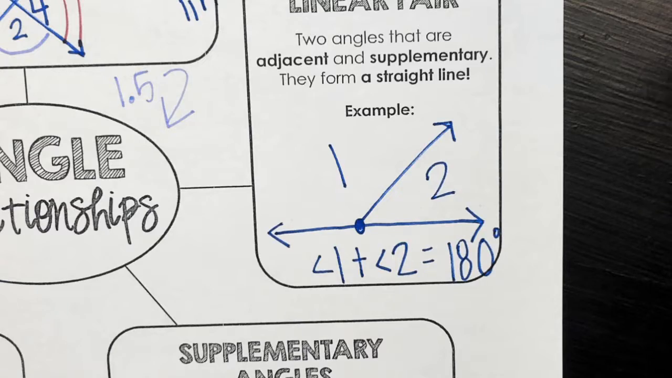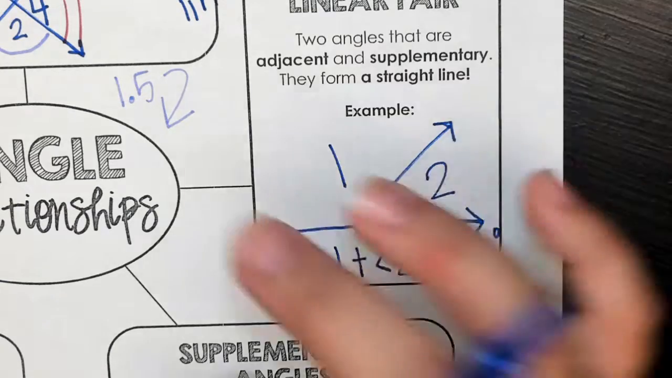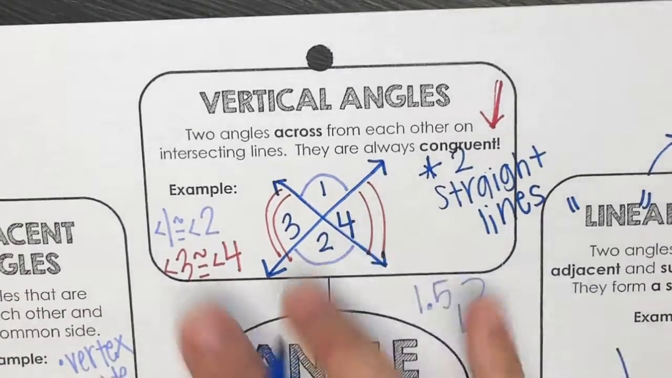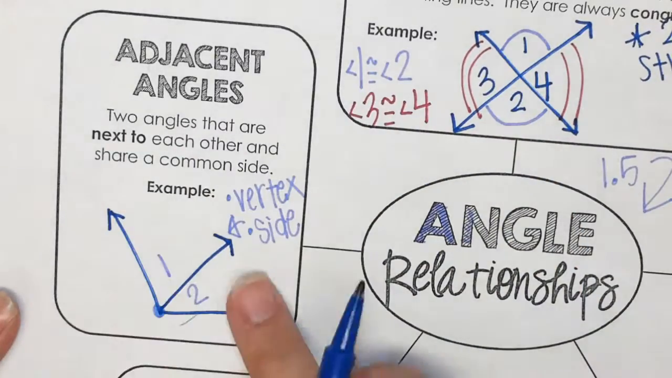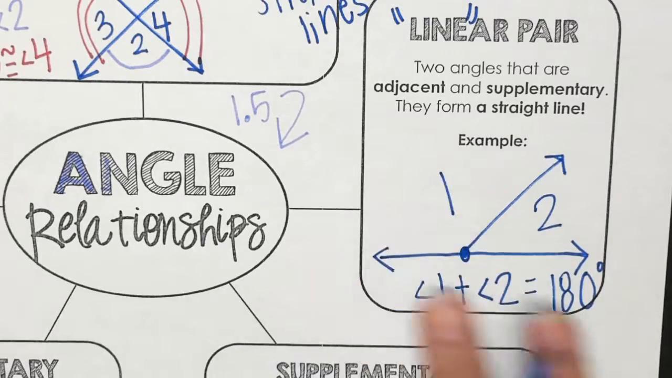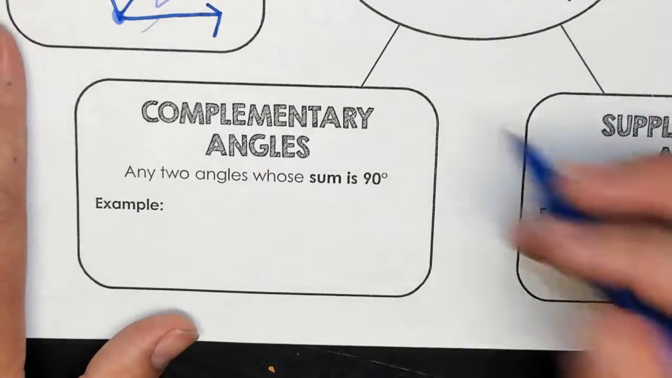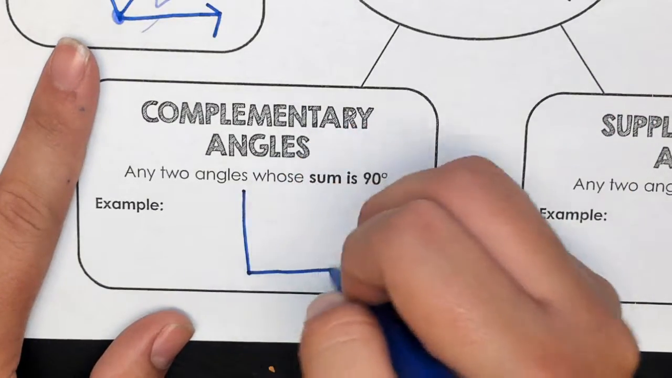Okay, so we have vertical. Opposite vertical angles are always the same. Adjacent, they're just right beside each other. Linear, they make a line, so angle 1 and angle 2 are a linear pair. Then we have complementary. Draw something that looks like this.